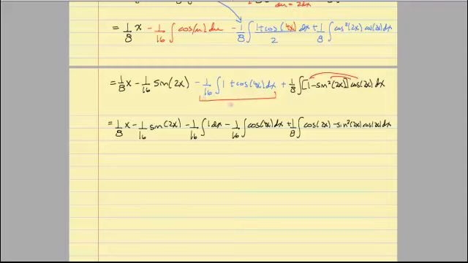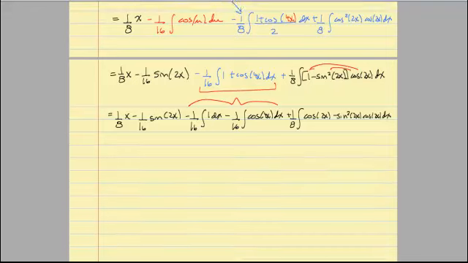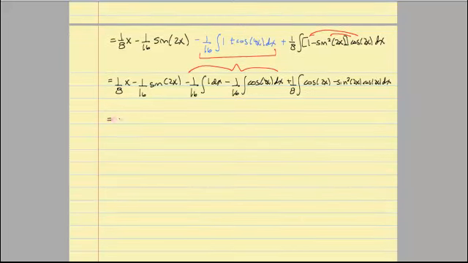Now what ended up happening was I split this up. I distributed the negative 1/16, so I have two separate integrals now. And you can see that this first integral is quite a bit easier to work with than the second. So rewriting again, I have my 1/8 x minus 1/16 sine of 2x that I'm dragging along. Now let's go ahead and integrate this next piece. The integral of negative 1/16 dx will be negative 1/16 x.